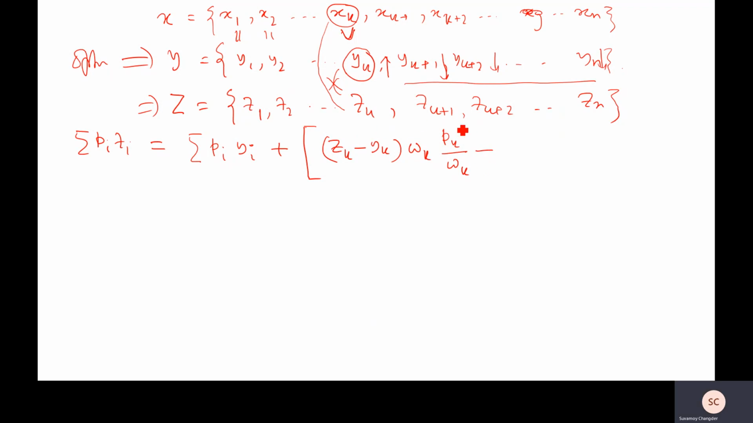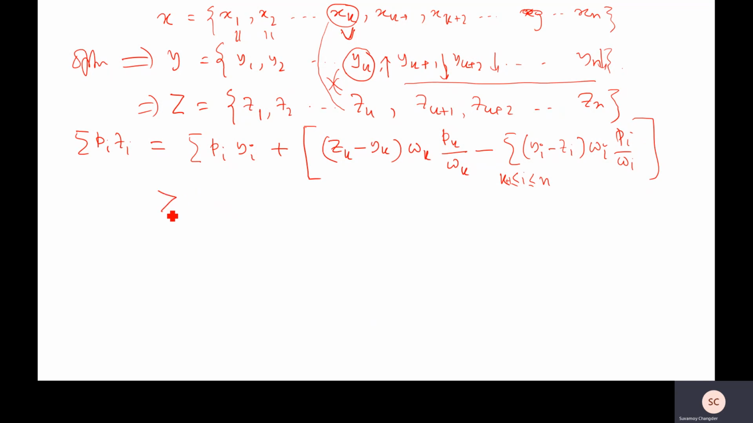That much we have earned, and we have decreased some of the values, that is zk plus 1 is less than yk plus 1, zk plus 2 is less than yk plus 2, and so on. Therefore, we have to subtract these values where yi is greater than zi, and this i varies from k plus 1. Okay, sorry, this is k plus 1. Then wi times pi by wi. So this will be the profit earned by z. So all the values are the same except this.